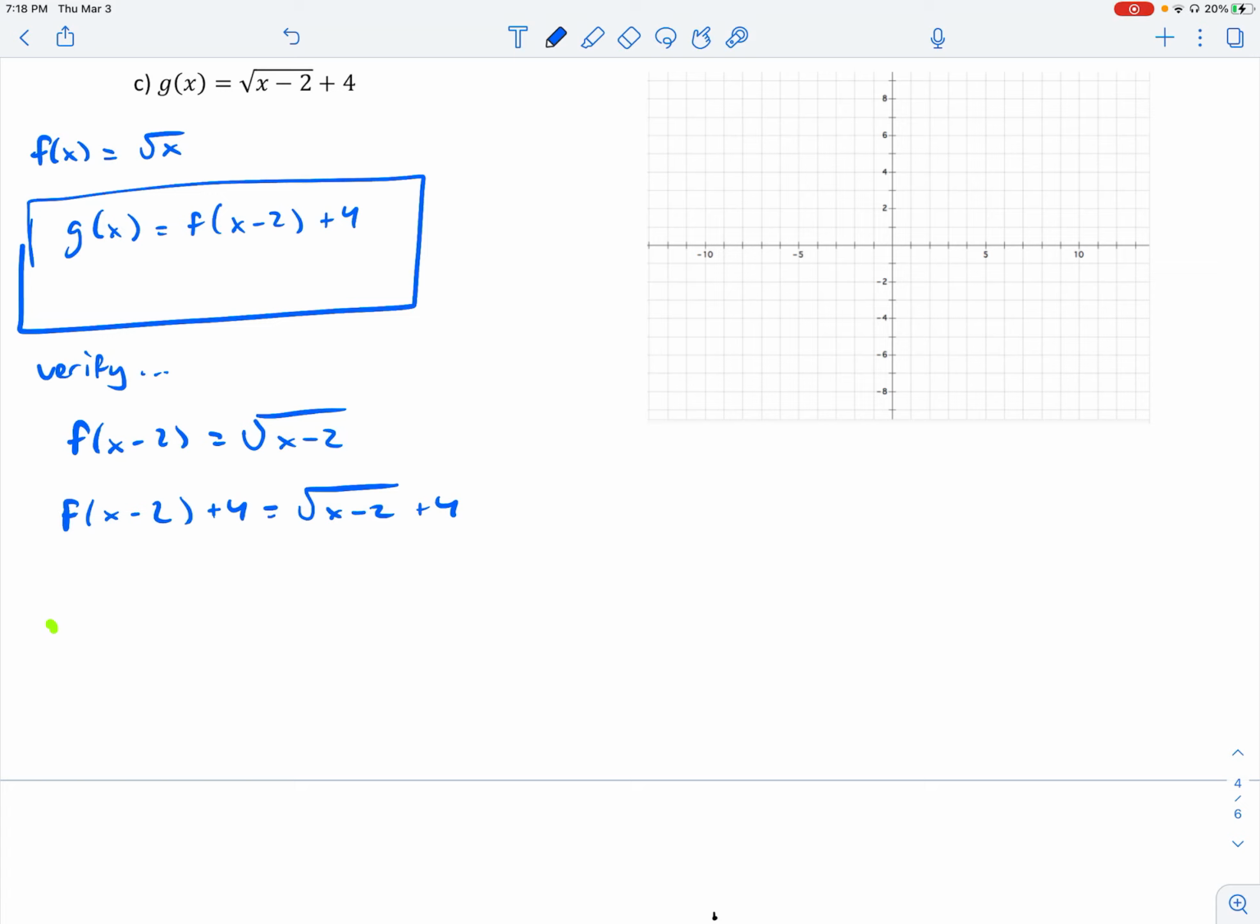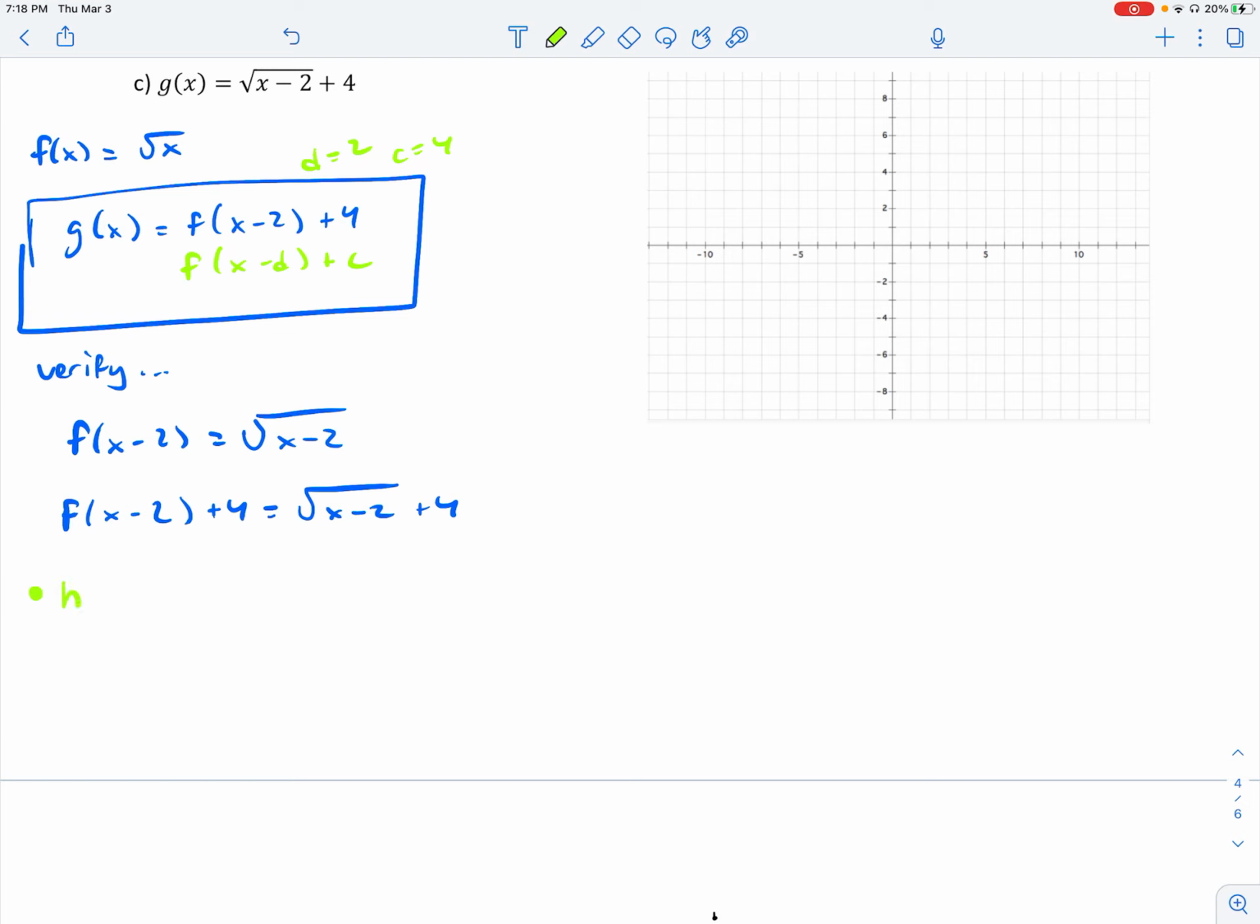Okay, now we need to compare this to our general form, x minus d plus c. And I can clearly see that d is 2 just by comparing those. And I can clearly see c is 4. Okay, remember d is always the opposite of how it looks in the bracket. D is 2.